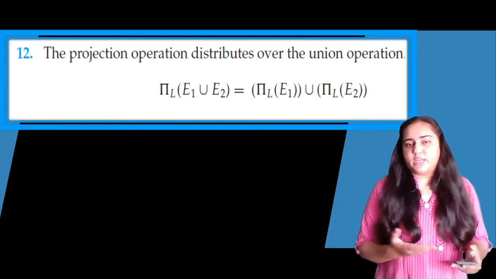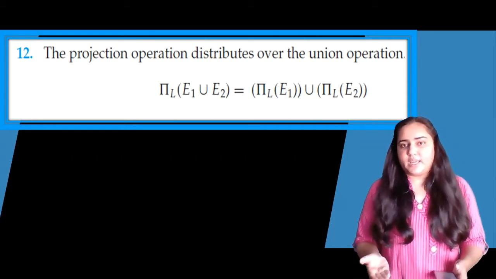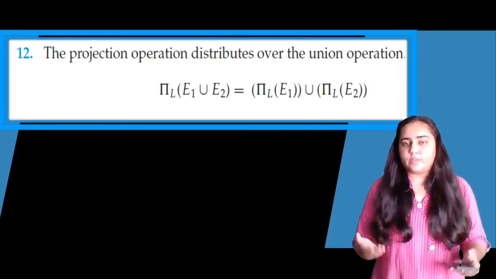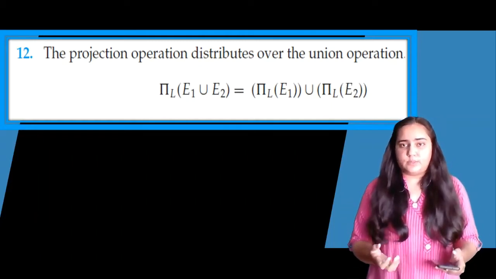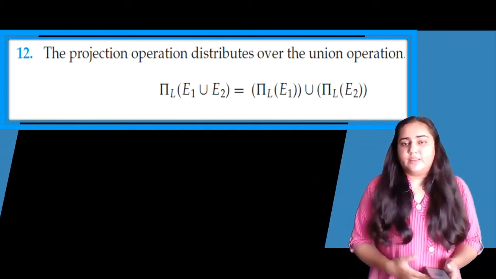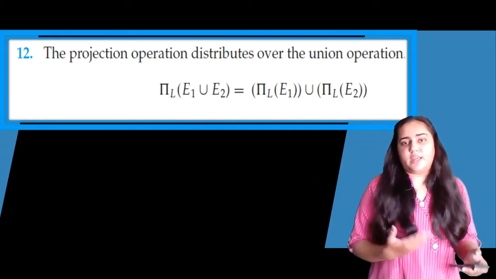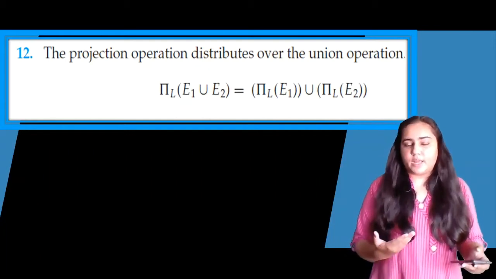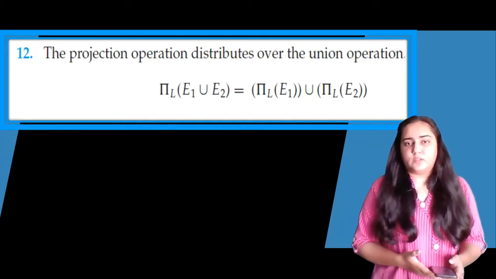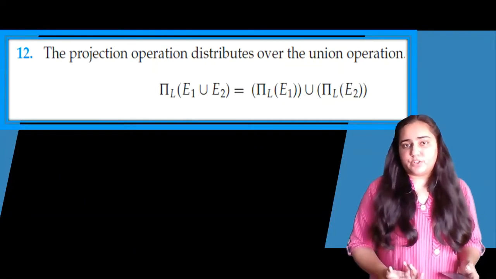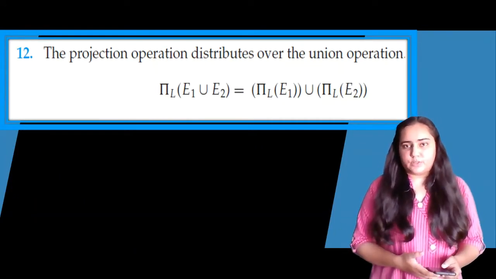So also I can do it in this manner. I can do pi L on E1 and pi L on E2. And after fetching those columns, I can perform a union. This is provided that the columns in L are present in E1 and also present in E2. Then I can perform it in this manner. So I can distribute a pi operation over a union operation.